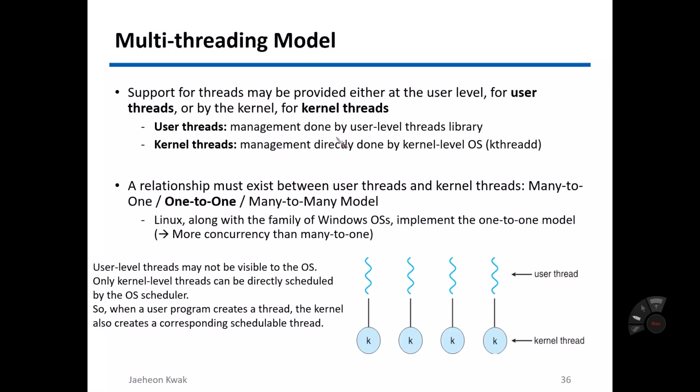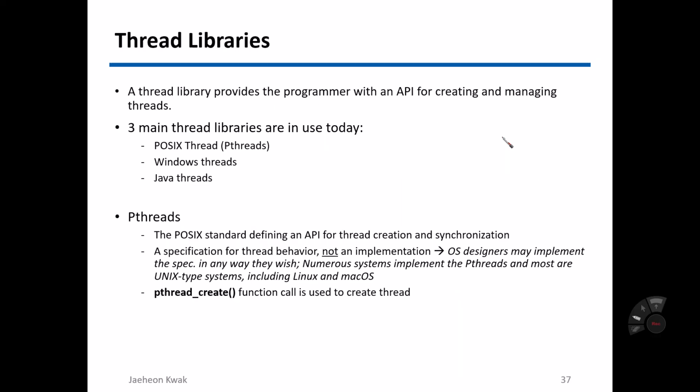And user level threads are managed by a user level thread library. There are many thread libraries such as POSIX, Windows threads, and Java threads. We are going to focus on the POSIX thread, the user level thread library in Linux systems. Specifically, the name of the POSIX thread is pthread. It's a POSIX standard defining an API for thread creation and synchronization. So it is just like a standard specification.